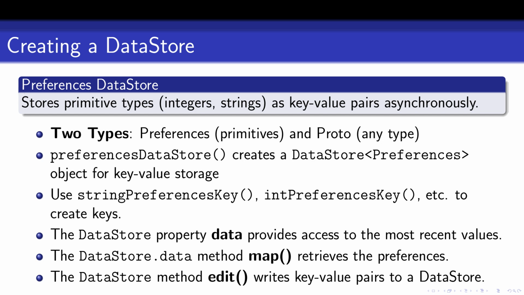The Preferences DataStore is designed to store primitive types, like integers and strings, using key-value pairs with asynchronous operations for efficiency. To create a DataStore, use the preferencesDataStore delegate. This provides a flow-based API for storing and retrieving key-value pairs. Keys are created with helpers like stringPreferencesKey or intPreferencesKey. The data property returns a flow of current preferences, while the edit function writes updates.